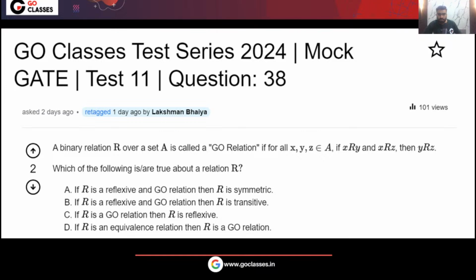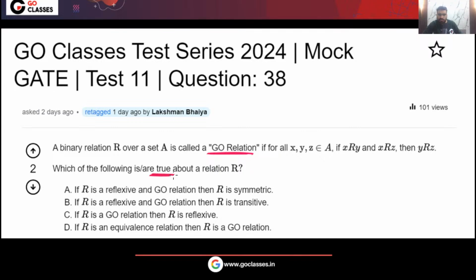This is another beautiful question in this test. You can see a binary relation over set A is called a Go relation if for all x, y, z in A, if x is related to y and x is related to z, then y is related to z. This is the new relation that is given to you. A new relation has been defined. We are calling it Go relation.